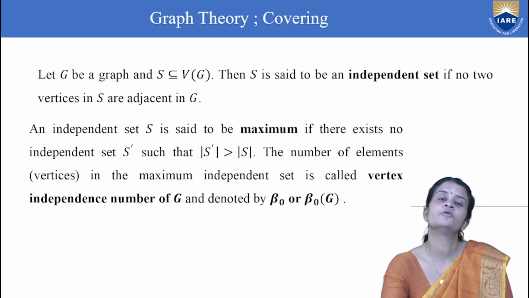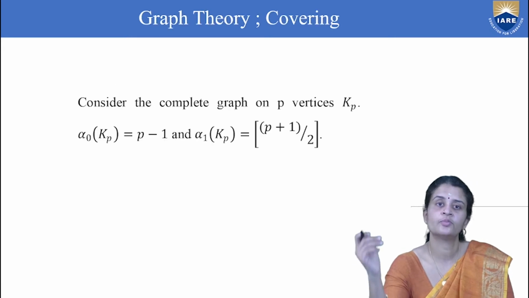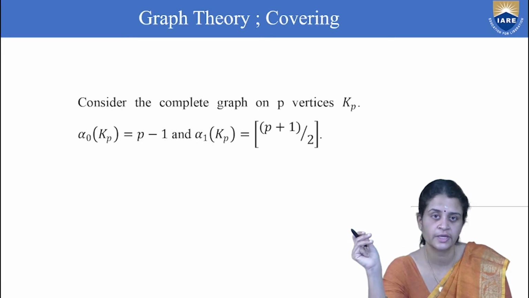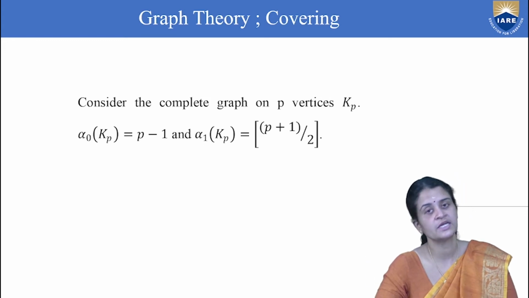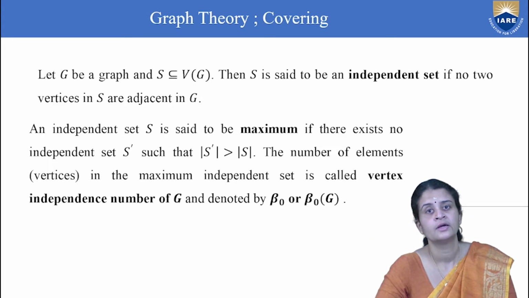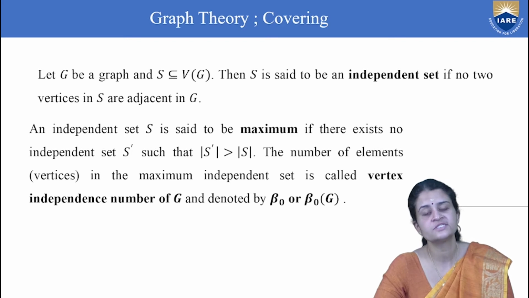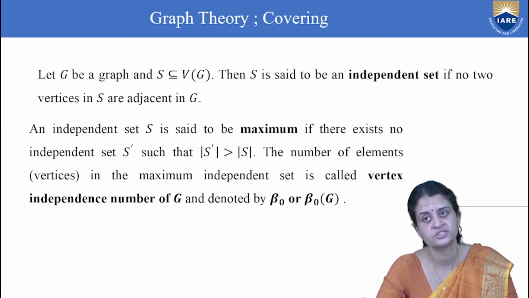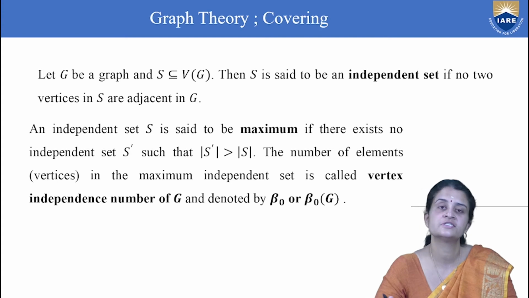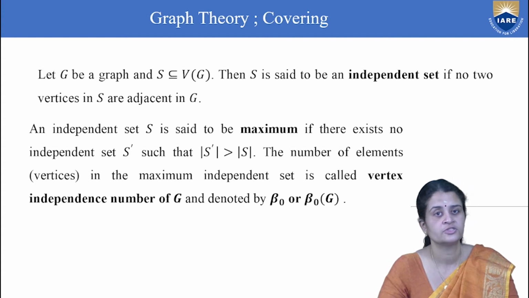Okay. Now we have seen edge covering and vertex covering. I hope it's okay for you. Now we will see what the independence number is. Two edges are said to be independent if they are non-adjacent. Similarly, two vertices are said to be independent if they are non-adjacent.